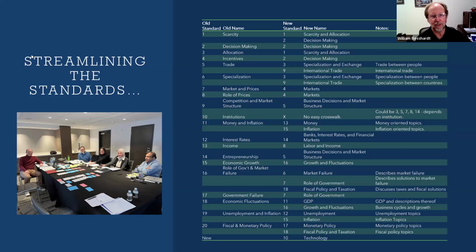So the old standards, for example, scarcity. If you're looking at this table, I guess I can mark things up here. You can see up here scarcity, and the components of scarcity were divided up between scarcity and allocation and decision making. Decision making in the old one matched up with our new decision making pretty well, but you can also see that allocation in 3 became mixed in with scarcity.